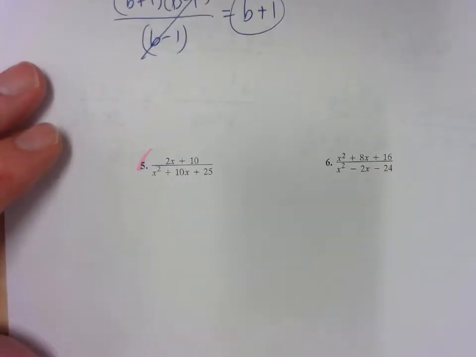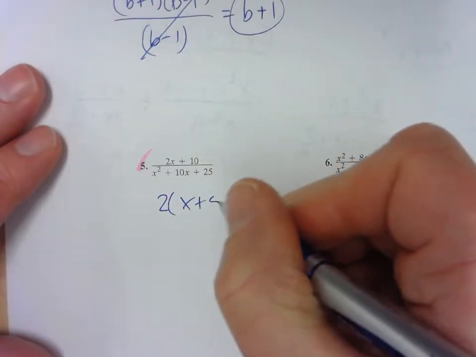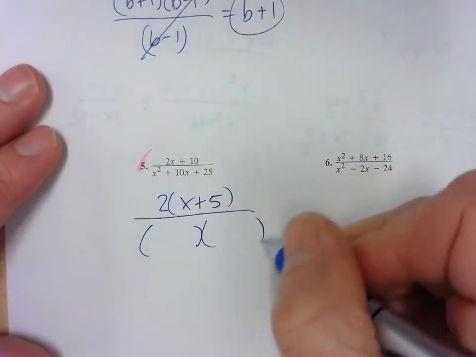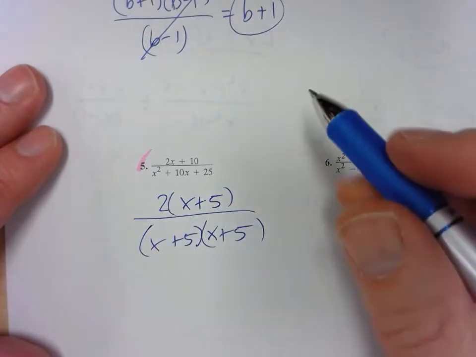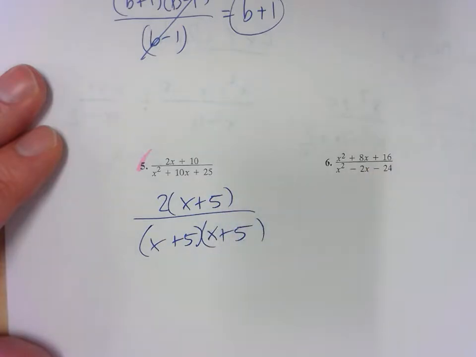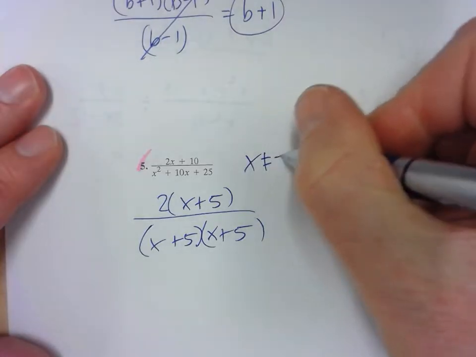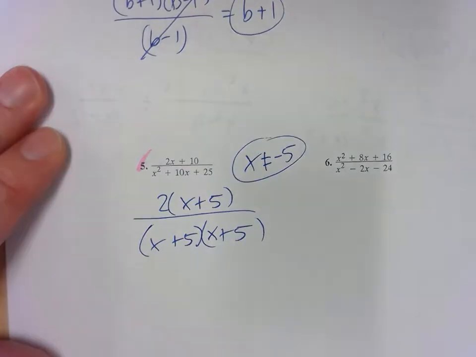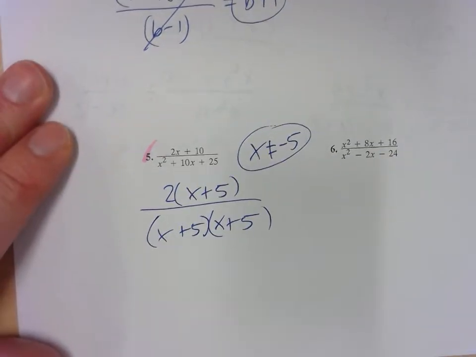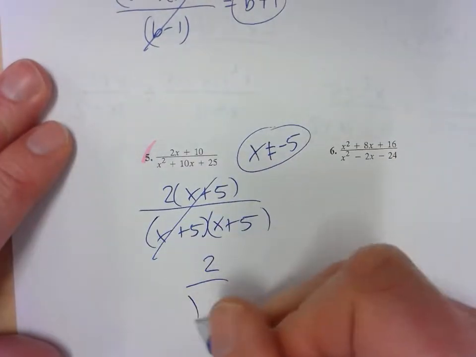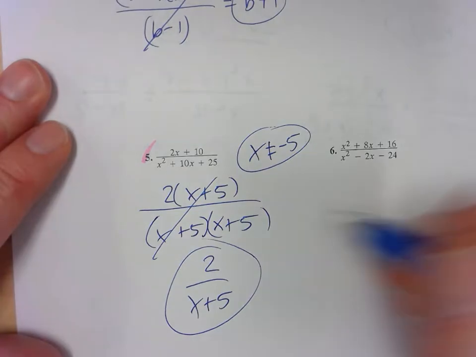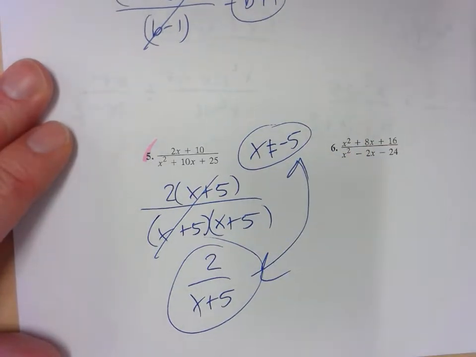Okay, now I'm going to go down here, take a 2 out, x plus 5, factor x and x plus 5 plus 5. Alright, so x cannot be negative 5, because negative 5 plus 5 would be 0, and you'd be dividing by 0, so that's bad, you can't do that. These cancel out, they're 2 over x plus 5. So there's the restrictions, there's the problem. Okay, 3 more.